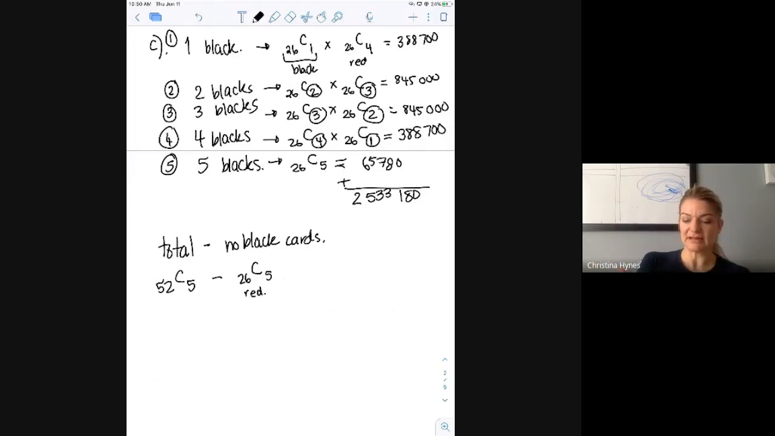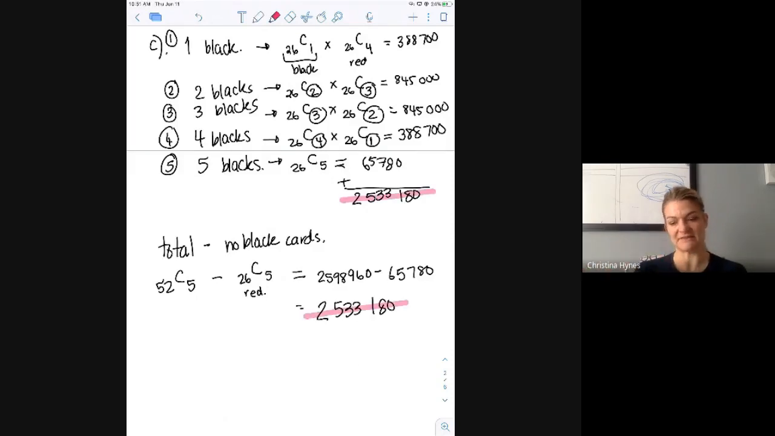Then all you'll do is put this into your calculator. You can do one at a time if you want to, or you can just do it in one step and write it exactly how you see it. 52 choose 5, we already had that answer, so I'm just going to write it down. And then we already had 26 choose 5, which was this. If you subtract these two numbers, you're going to get 2,533,180. So you're going to see that these two answers are identical.